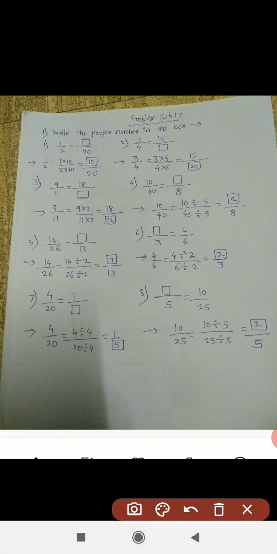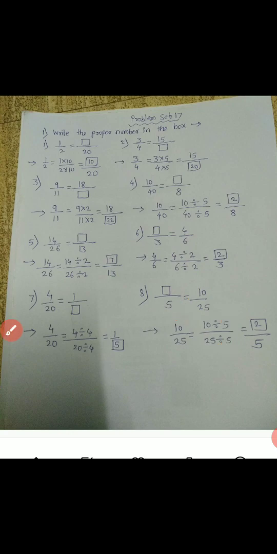Next, box upon 5 is equal to 10 upon 25. What number will come in the box? Now the connection between these two: 5 5s are 25. So you have to divide these two numbers by 5. So 5 2s are 10. So what answer came? 2 upon 5. Understood, children? Whatever number you divide the numerator by, you have to divide the denominator by that too, and whatever number you multiply by, multiply both numerator and denominator. Then only you will get the equivalent fraction. Understood? Question number one is finished.